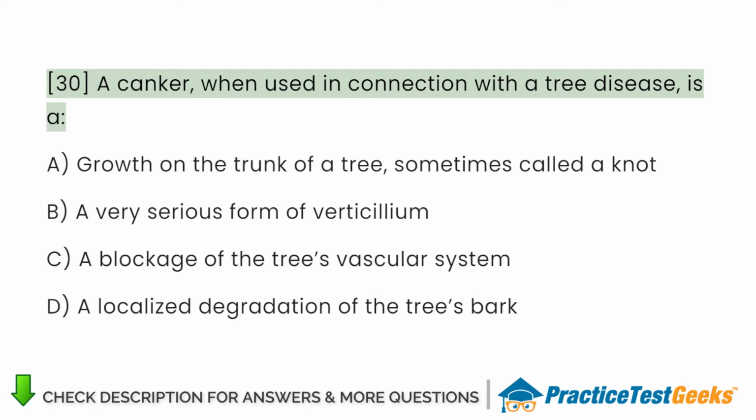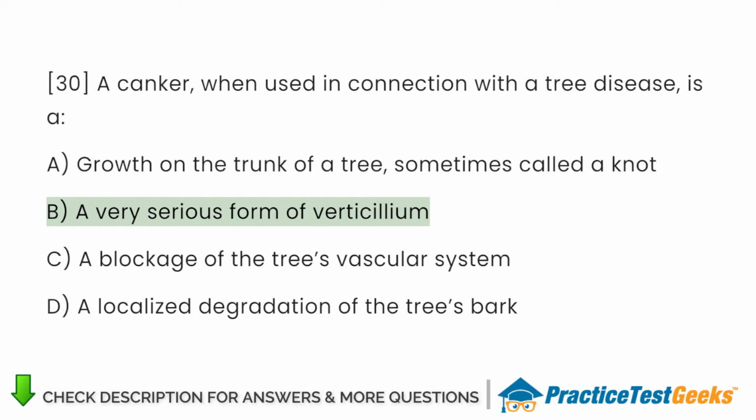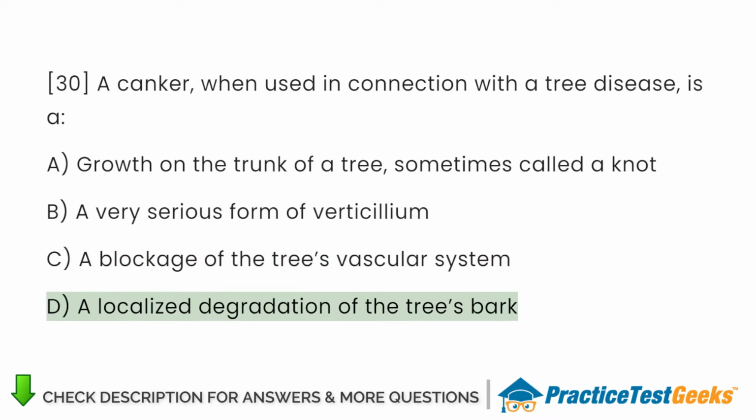A canker, when used in connection with a tree disease, is A. Growth on the trunk of a tree, sometimes called a knot. B. A very serious form of verticillium. C. A blockage of the tree's vascular system. D. A localized degradation of the tree's bark.